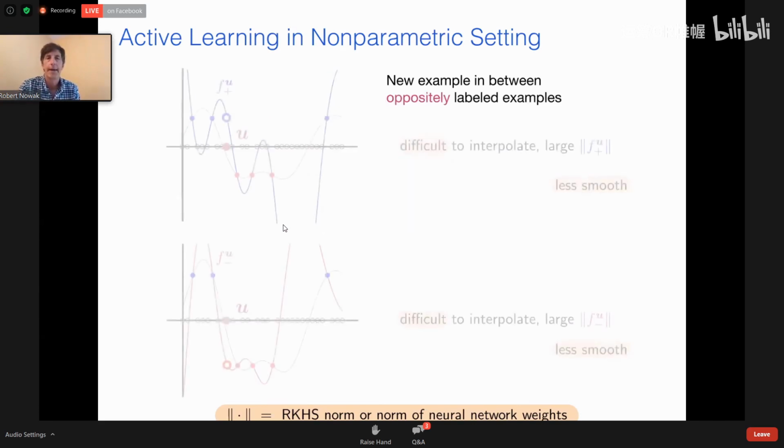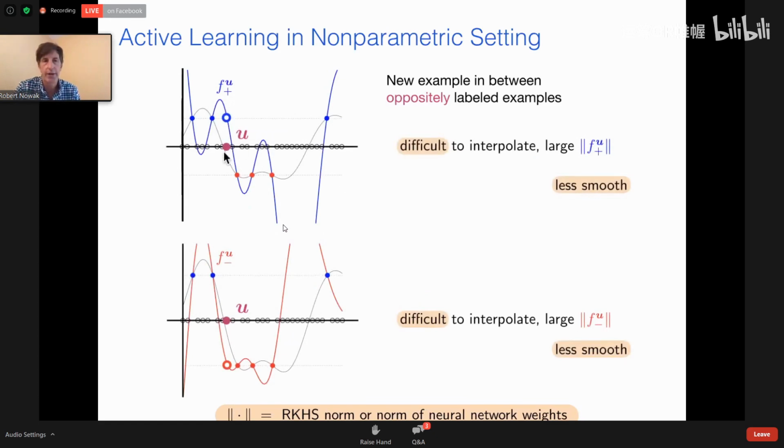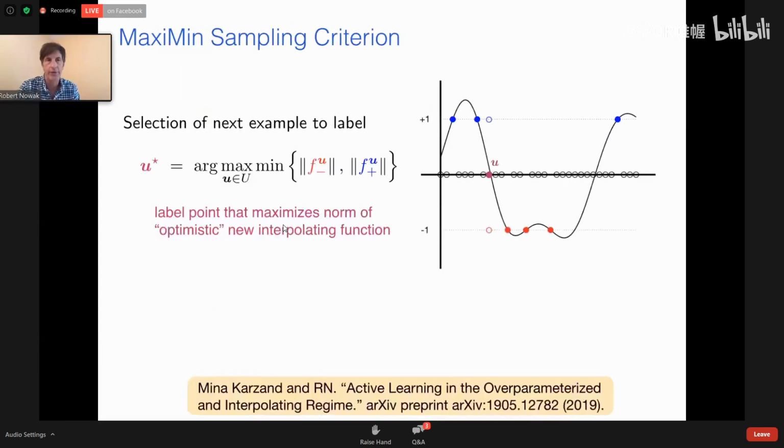Okay. Now here's another situation that we could have. What if we decide to try to label a point that's actually in between two oppositely labeled examples? So I have a blue example and a red example in my original labeled data set. Now I try to introduce the new point U. It'll either get labeled red or blue. And in either case, the new interpolation function is going to be much more wiggly and wild than the previous black one. And that's because of the tension between those two oppositely labeled examples. So in both cases, this new point U is going to be difficult to interpolate. It's going to have a large norm for the blue interpolation function and a large norm for the new red interpolation function. So this is what we call our maximin sampling criterion.